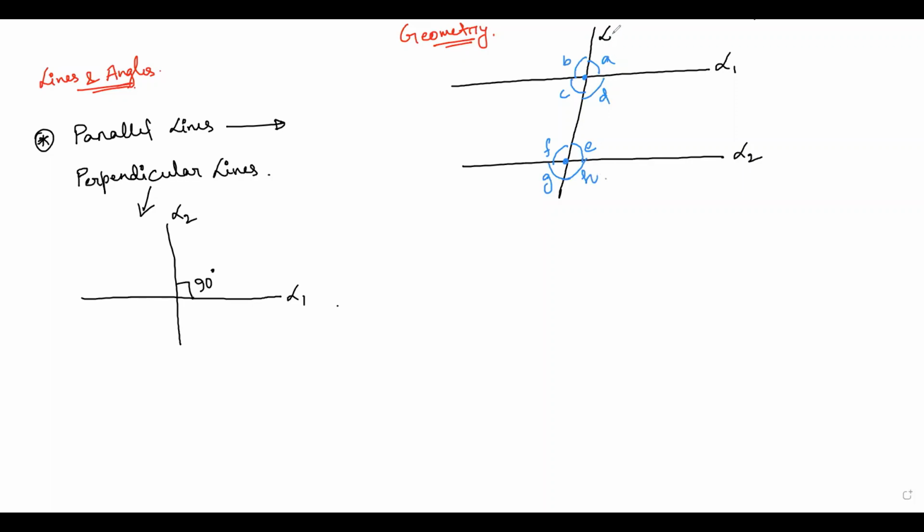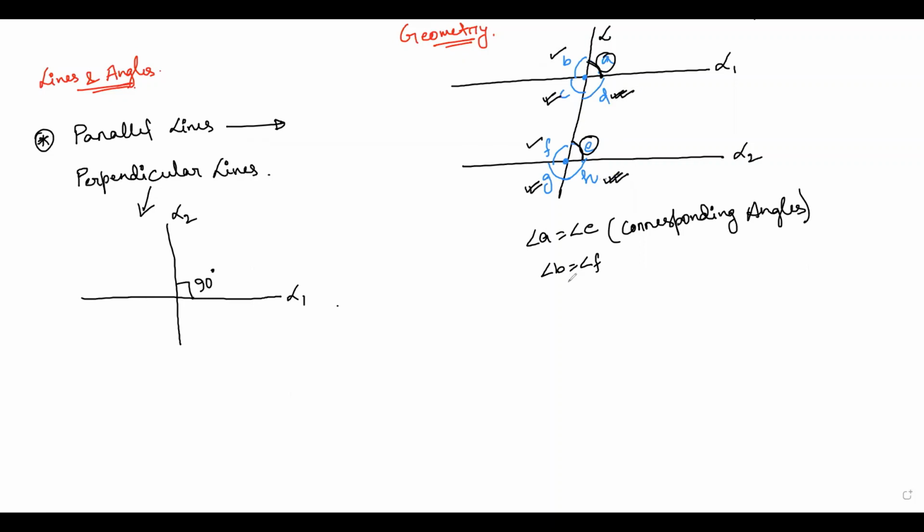Now, since the transversal L forms angle A with the line L1 and forms angle E with the line L2, and the lines L1 and L2 are parallel, so angle A and angle E would be equal, and these angles are said to be corresponding angles. In a similar way, angle B would be equal to angle F, and angle C would be equal to angle G, and angle D would be equal to angle H. And all these angles are corresponding angles.